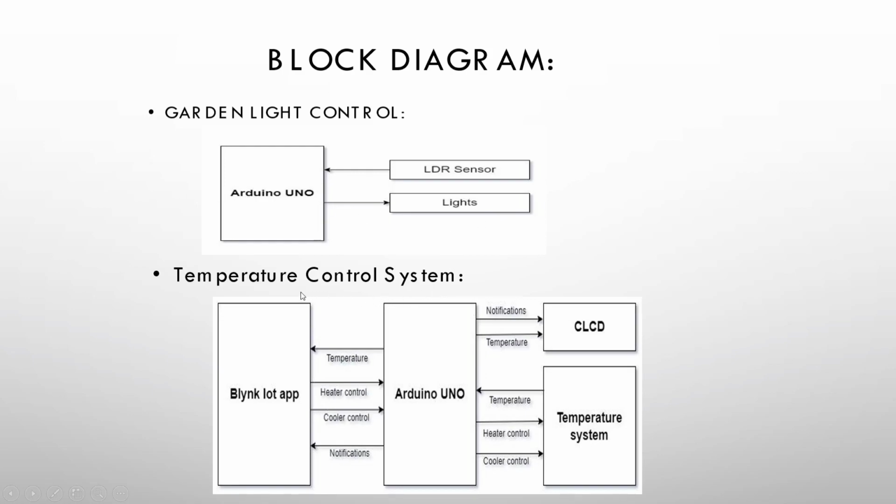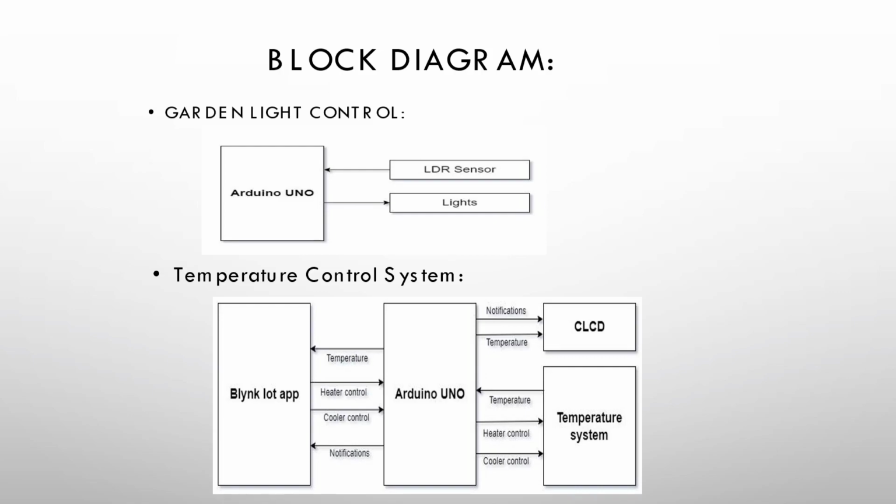Coming to the temperature control system. We can clearly see in the block diagram that the temperature is noted and the instruction goes to the Arduino UNO, and the heater control and cooler control are connected to the temperature system through the Arduino UNO and the LCD. The notifications will be shown in the LCD, and also the temperature will be shown in the LCD.